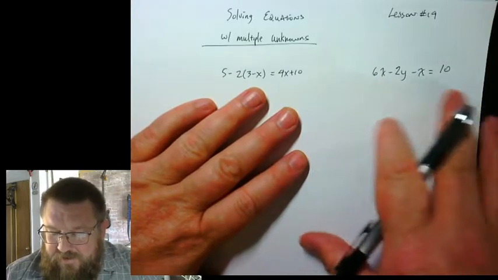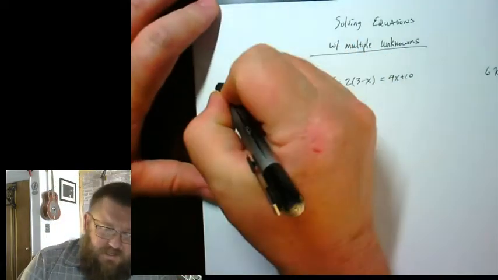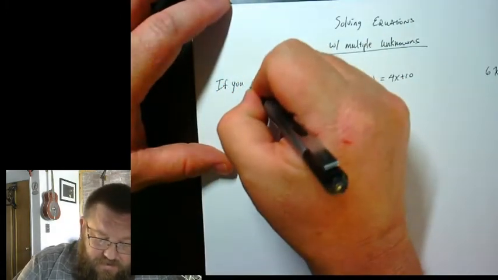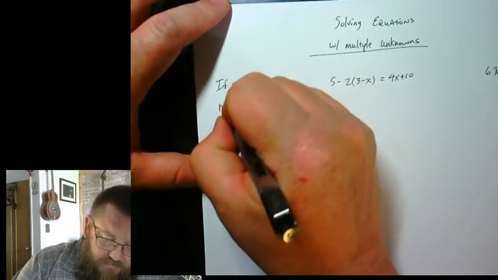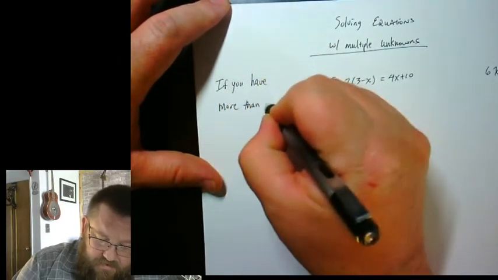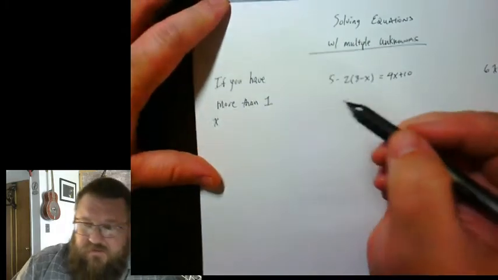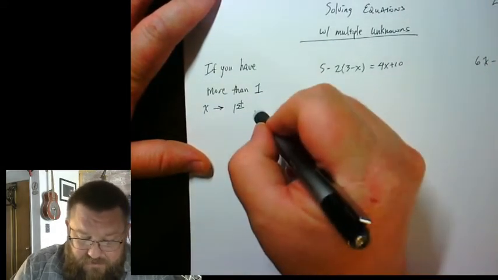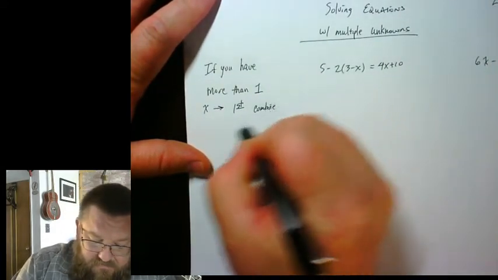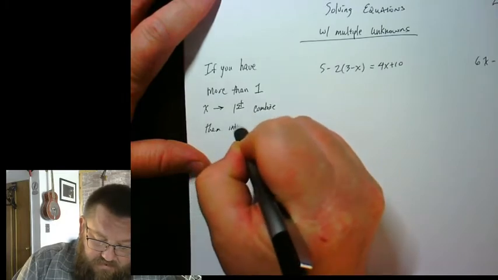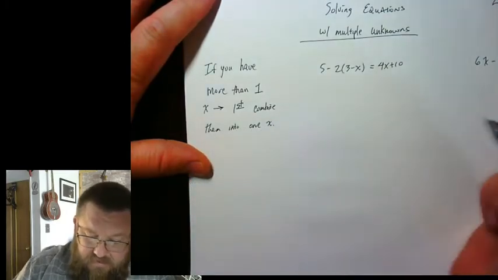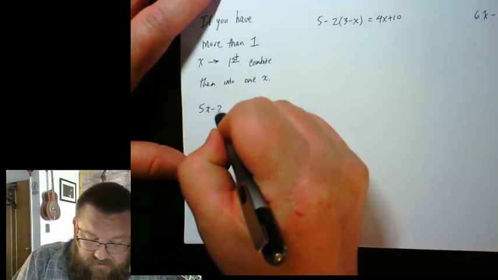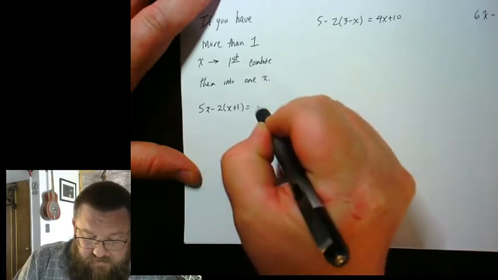Here's the number one overarching idea. If you have more than one x, or more than one thing that you're solving for, your very first job has to be to combine them into one. So for example, if you had 5x minus 2(x plus 1) equaled, I don't know, 0, for example.